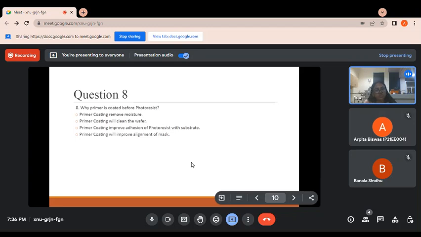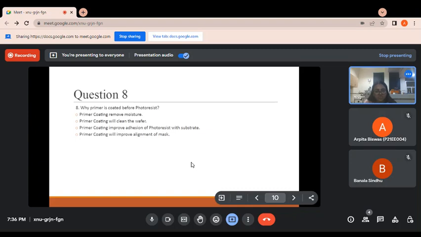But if you coated it with some other material or primer, then it will clean, or something else also added on the substrate. So it is not the cleaning process, right? So the second option is also not the right answer. So what about the third and fourth option?